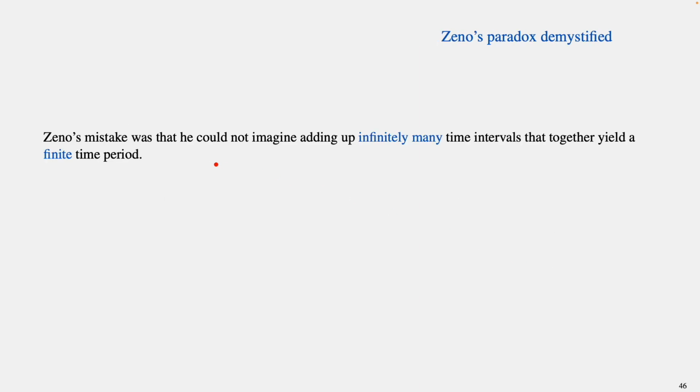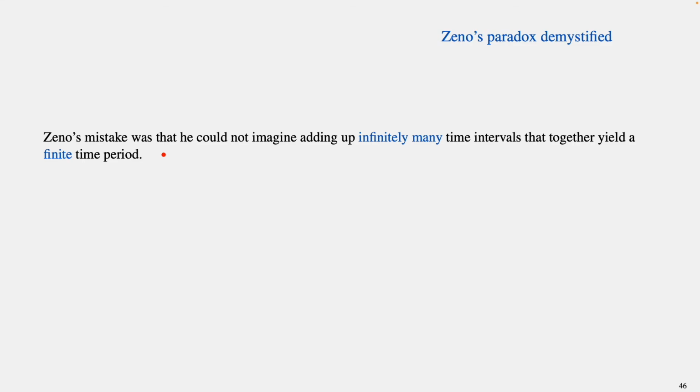Now, Zeno's mistake here was that he could not imagine adding up infinitely many time intervals together to yield a finite time period. So he thought each time Achilles covers the distance to catch up with where the tortoise was previously, that takes him a certain time. And so he added up infinitely many of these time intervals and thought, if you have infinitely many time intervals, then it has to be infinite time. And that was his reason for Achilles never being able to reach the tortoise.